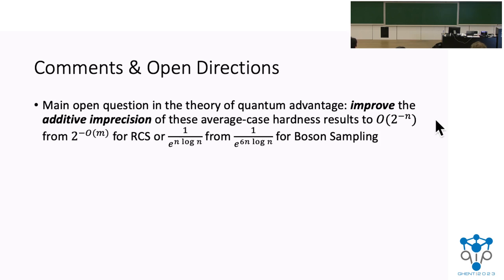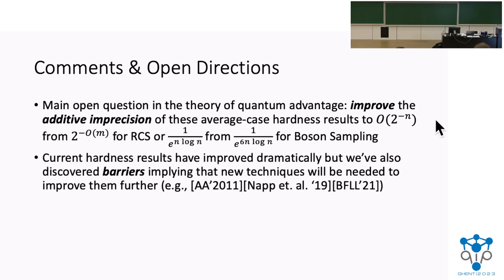Okay, for boson sampling, things look a little bit better. Similar arguments to what I just showed you show hardness for delta equal to 1 over e to the 6n log n, but we're still not where we want to be, which is 1 over e to the n log n. They're just off by a factor of 6 in the exponent. So again, the hardness results have improved dramatically, but we've also discovered barriers implying that new techniques will be needed to improve them any further. Even though the difference between e to the 6n log n and e to the n log n seems very small from a complexity theory point of view, it might actually require very new techniques to make this improvement.